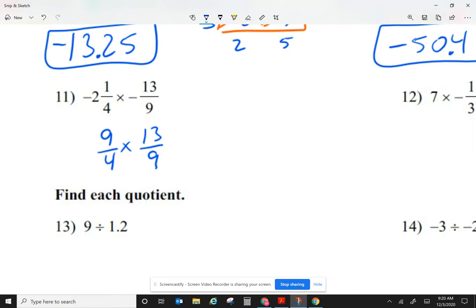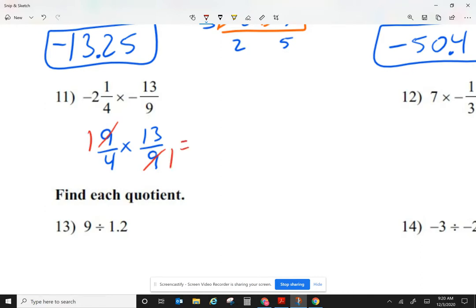Simplify if possible. What I mean with simplify is I'm going to choose a number from the top and a number from the bottom. They could be from the same fraction or different fractions. And I'm going to divide each of them by the same thing. Notice I cross them out. Those are the numbers I'm going to simplify. In this case, let me divide each by 9. 9 divided by 9 is 1. 9 divided by 9 again is 1.